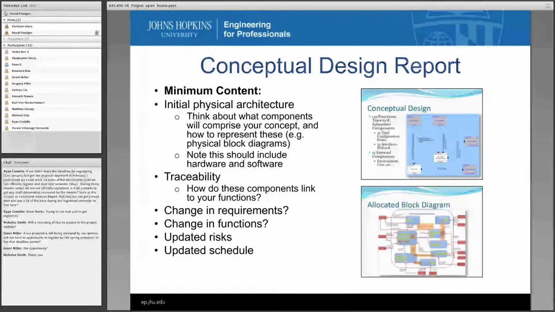You had the functional, now you have the physical architecture. That's the conceptual design part, and you're starting to get a little into the design and integration course. Think about the physical architecture. Think about the traceability. There's hardware and software. Generally, you're going to have a project with both. We try to discourage pure software projects because that's more on the software engineering spin. We want you to think about the hardware as well. And back to the traceability, how do the components link to the functions, which link to the requirements? As you learn more about your project, what are your changes in functions, what are your changes in requirements, and again, updating risks and schedule.